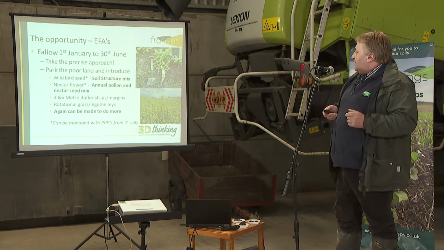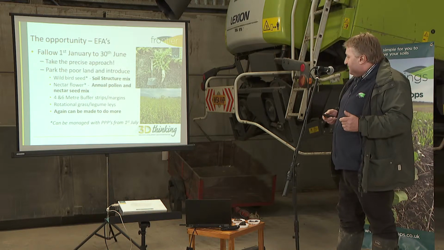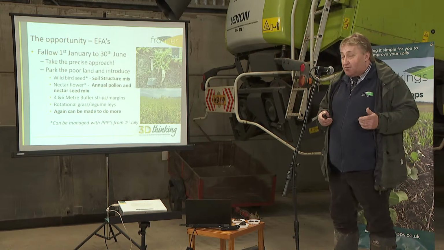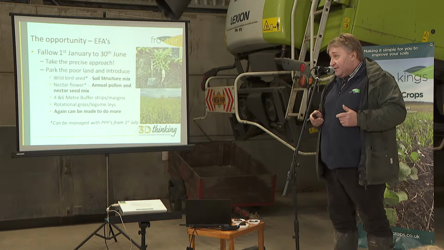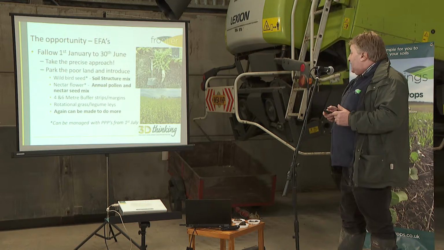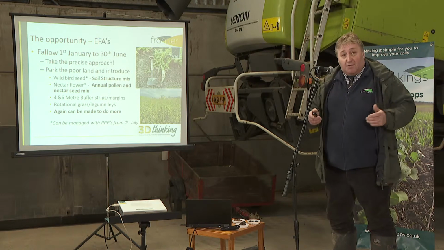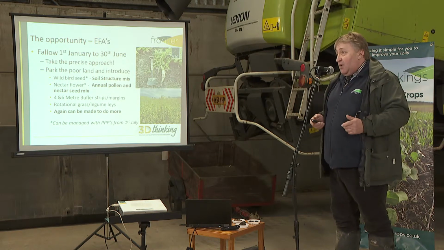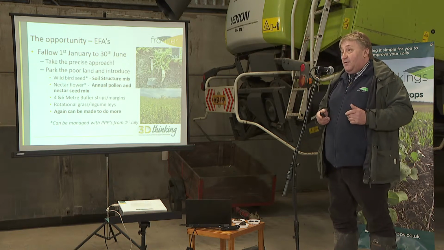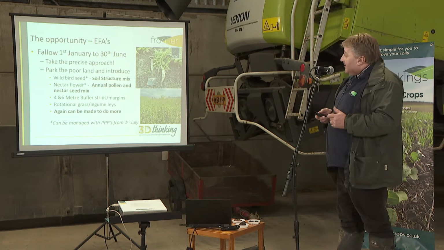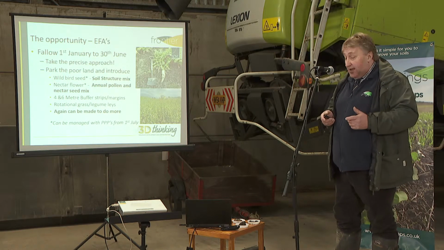So the fallow option, 1st of January to 30th of June, we're taking the precise approach, and we're parking the poor land. We're attempting to park the poor land we all have, and I would think it's very rare that a farmer hasn't got in his mind a small area of his farm or a percentage of his farm that is probably not contributing to his bottom line. So parking the poor land is the way to utilise.